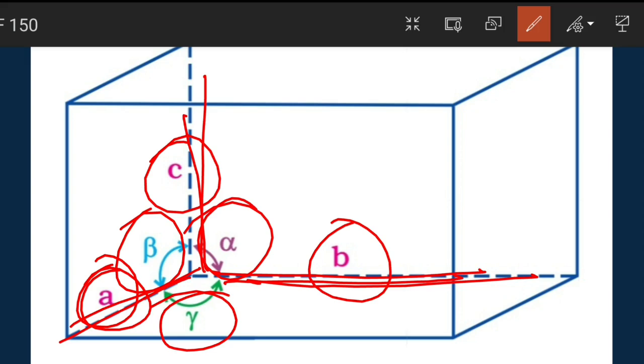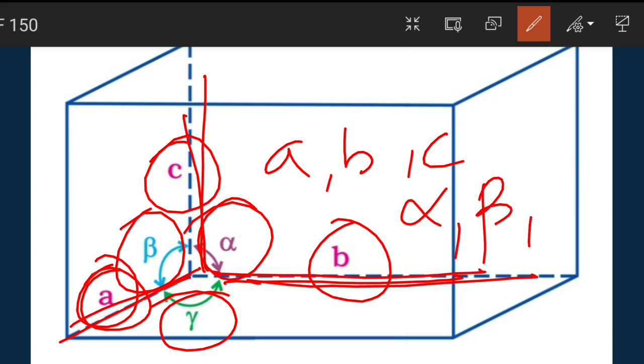So when you consider a unit cell as a whole, there are 6 parameters for a unit cell: A, B and C, which are the 3 edges, then alpha, beta and gamma, which are the angles. So a unit cell has 6 parameters, and that is the characteristics of a unit cell.